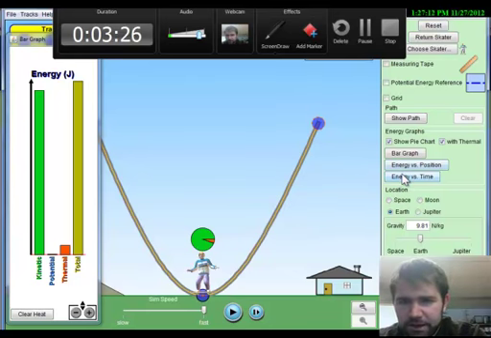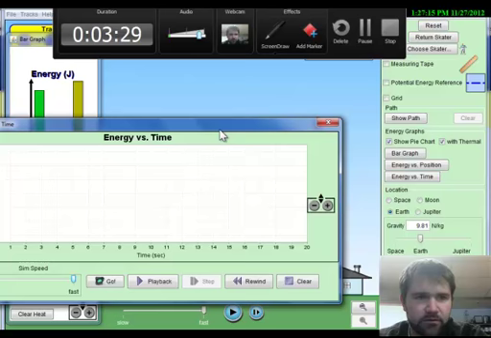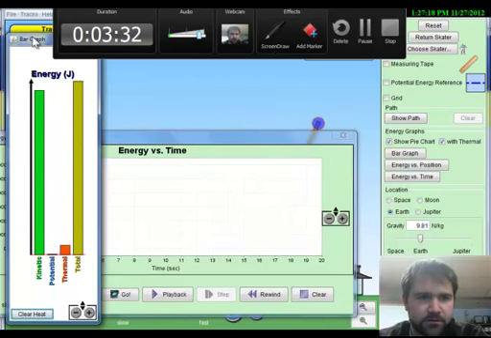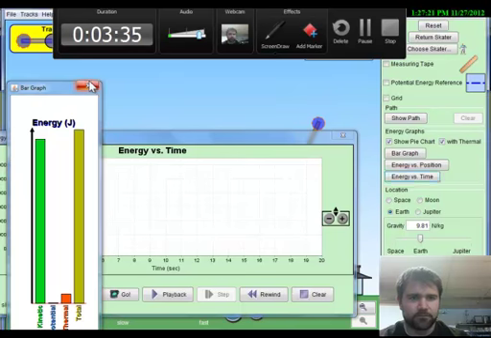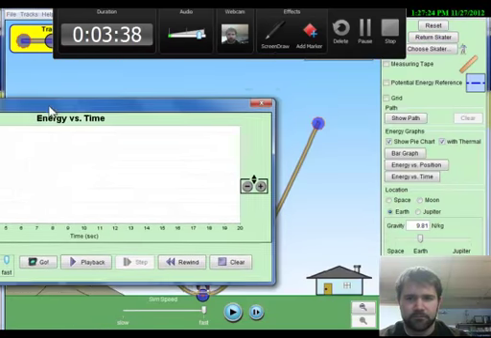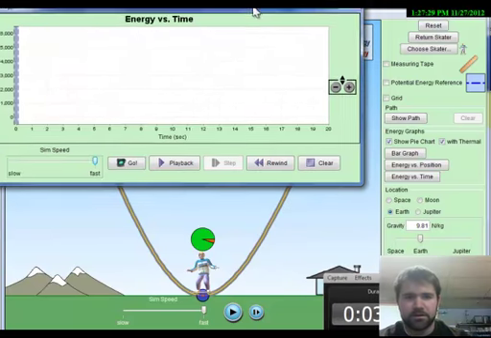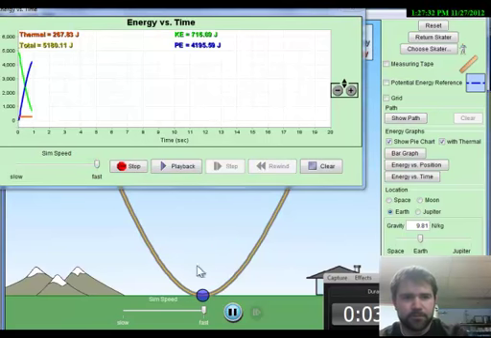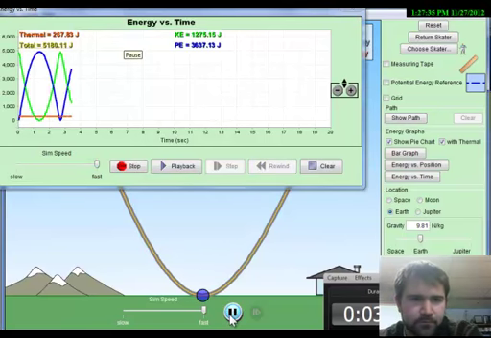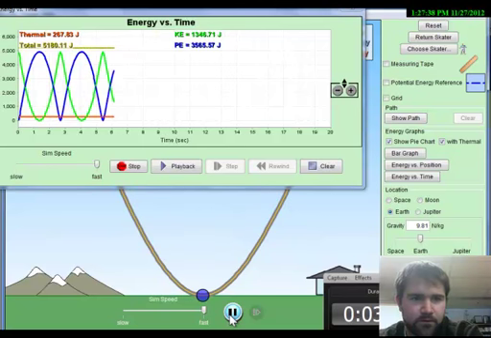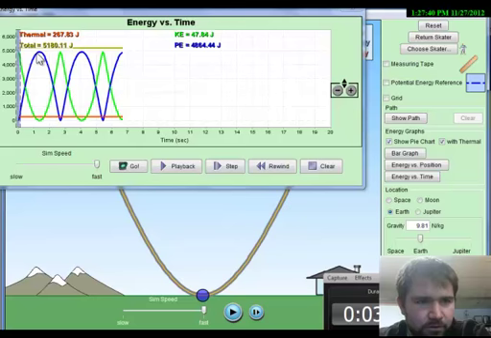And then finally, this is my favorite one, the energy versus time graph. We're going to delete some of this other stuff here real quick. Okay, so as we push play here, you can watch when the blue line, the potential energy, comes to a peak, he's at the top of the ramp. When the blue energy drops to zero, he's at the bottom of the ramp.